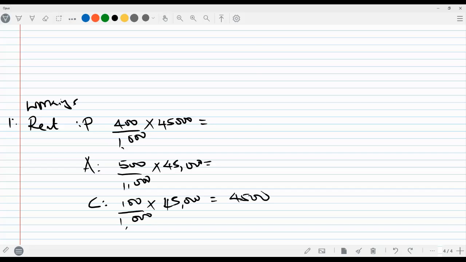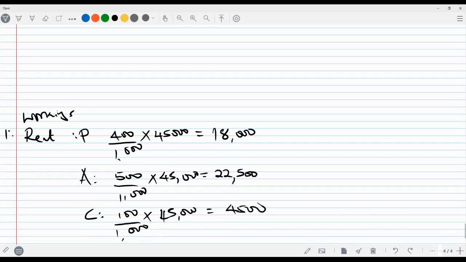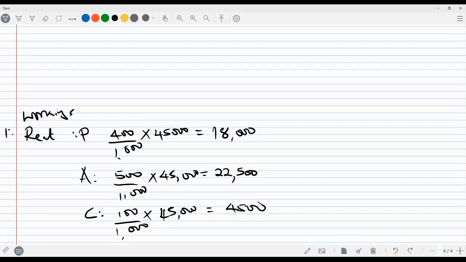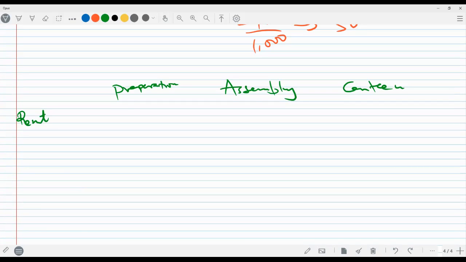How much do you get for the preparation department? 18,000 for the rent. That's correct. Assembly? And canteen? Okay, rent: preparation 18,000, assembly 22,500, and canteen 4,500. That's for the rent.